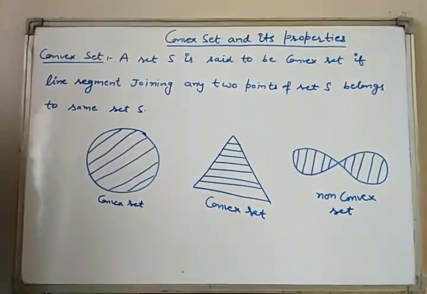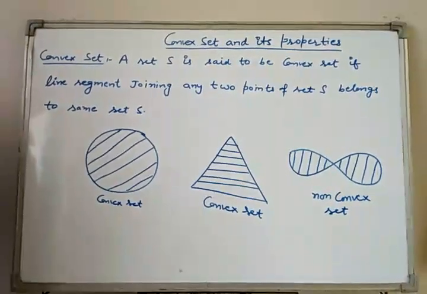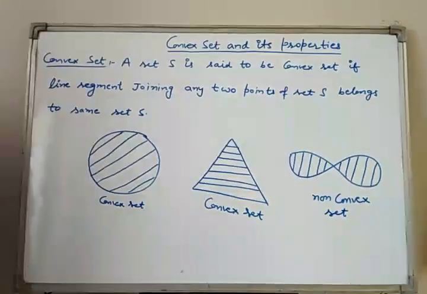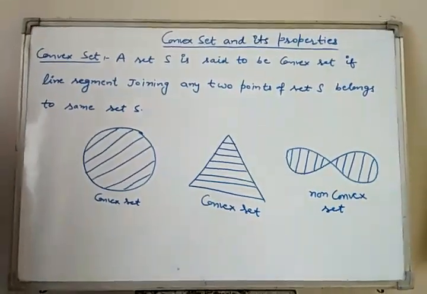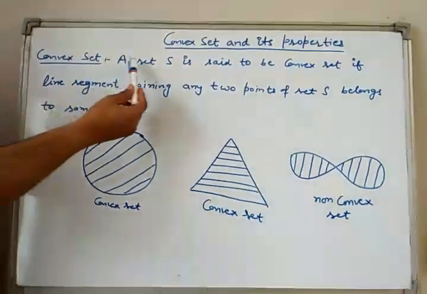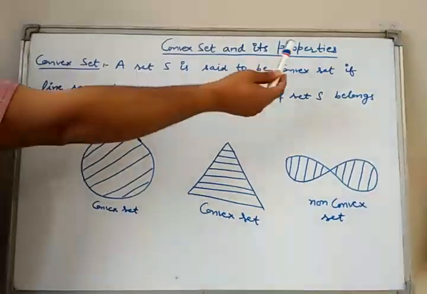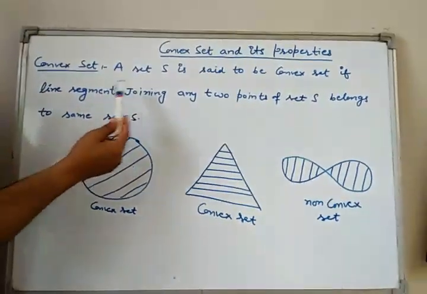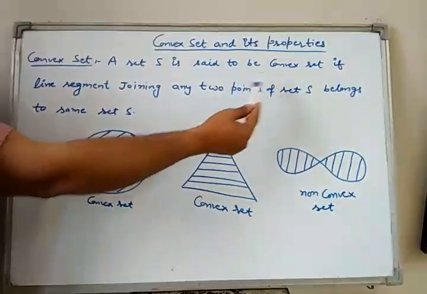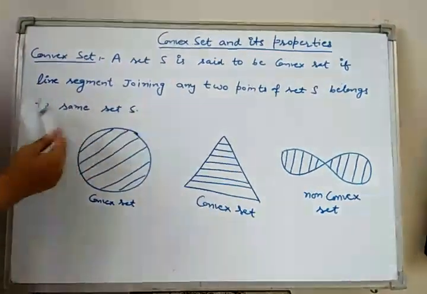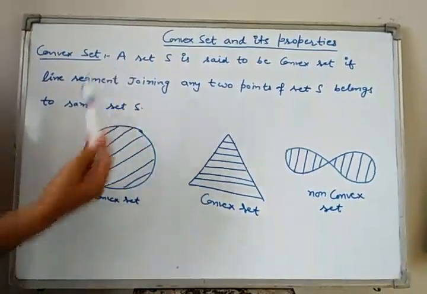Today I am going to discuss convex sets and their properties. First we discuss what a convex set is. A set capital S is said to be a convex set if the line segment joining any two points of set S belongs to the same set S.